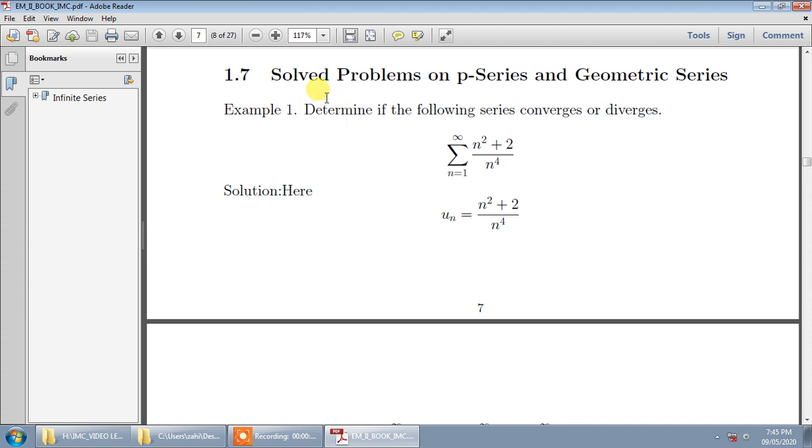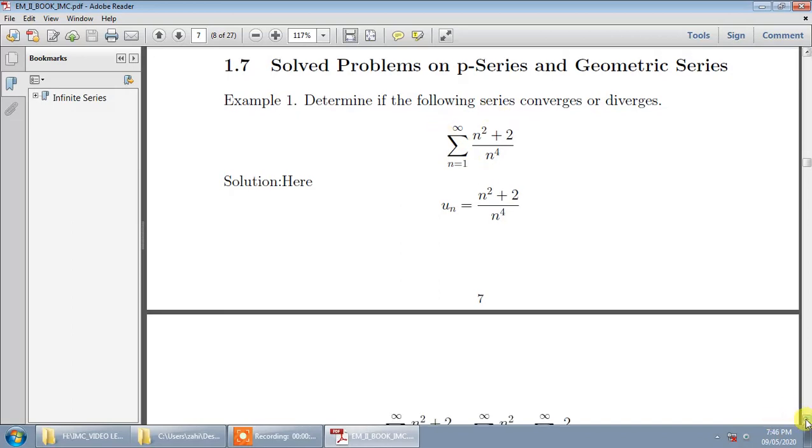Let us now have the solved examples on the p series and geometric series. Suppose we have been asked to find the convergence and divergence of the series summation n from 1 to infinity of (n square plus 2) divided by n raised to 4. So un is equal to (n square plus 2) divided by n raised to 4. Now this is the nth term of a series. It is not necessarily a GP.